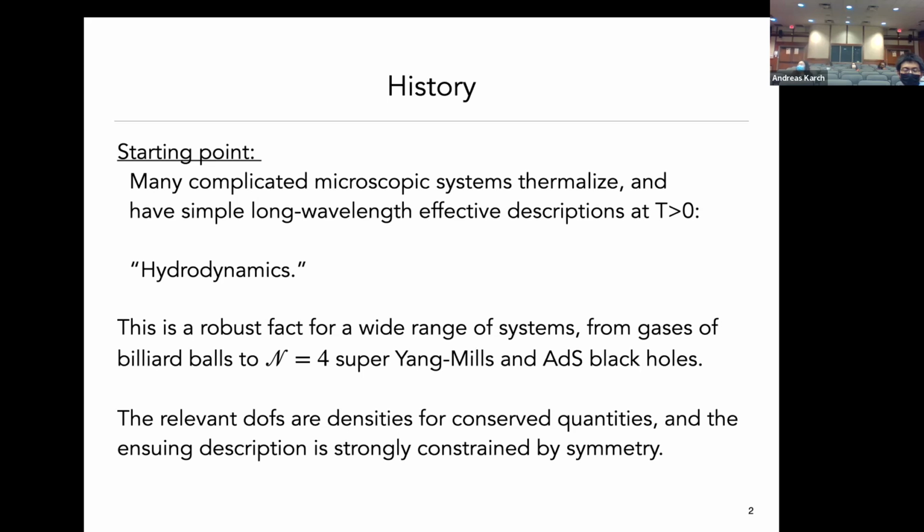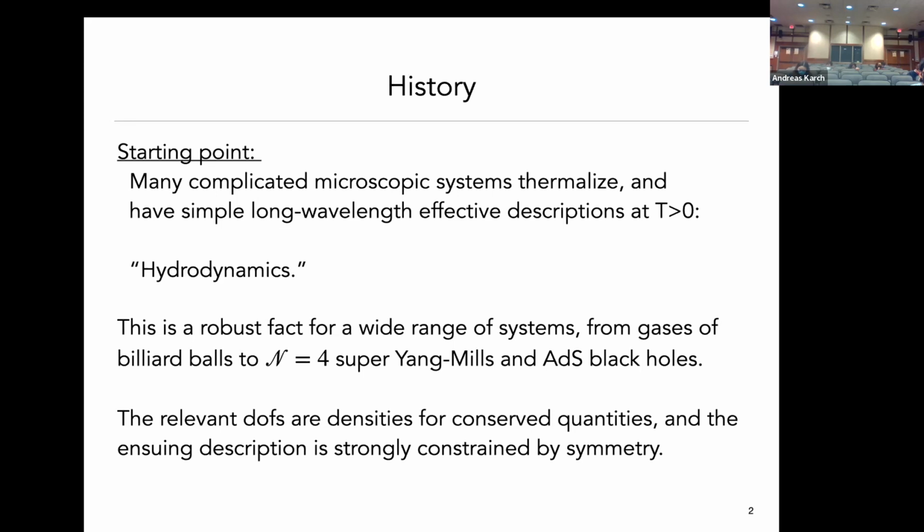The main starting point for us is that many very complicated microscopic systems that we cannot solve with known methods share a feature in common, which is that they thermalize. And as a result of that thermalization, they have a very simple long wavelength effective description at finite temperature that we might call hydrodynamics, as Andy did earlier today. This is a robust fact for a very wide range of systems, ranging from billiard balls to AdS/CFT and black holes.